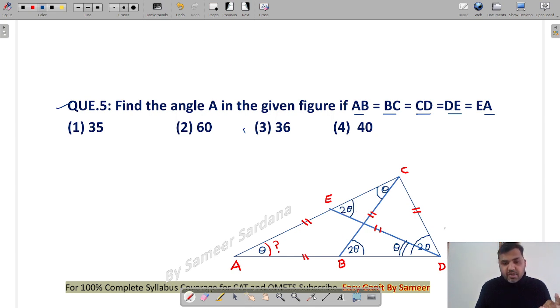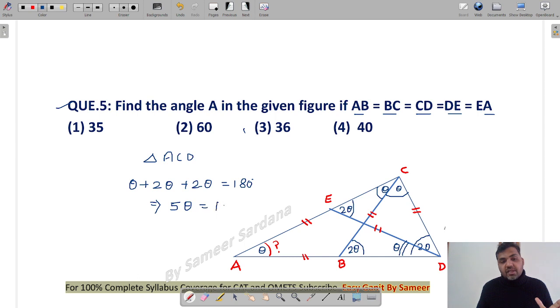Now, because the lengths of ED and CD are the same, this whole angle will also be equal to 2 theta. Theta is already given, so can I say this angle will be theta? Now look at the triangle ACD: the summation of all the angles, that is theta plus 2 theta plus 2 theta, will be equal to 180 degrees. So can I say that 5 theta will be equal to 180 degrees? So theta will be equal to 180 upon 5.